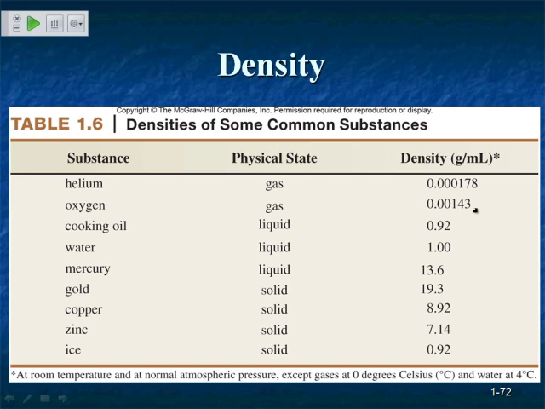And then we have ice at 0.92. And it says at room temperature and normal atmospheric pressure, except gases at 0 degrees Celsius and water at 4 degrees Celsius. Okay. So when we measure density, it can slightly change with the temperature or the atmospheric conditions, the pressure and temperature, because with the pressure and temperature, gases can change the volume. That's why we have to specify in terms of gases at what temperature and what pressure you are expressing the density, because it will change based on those two quantities.